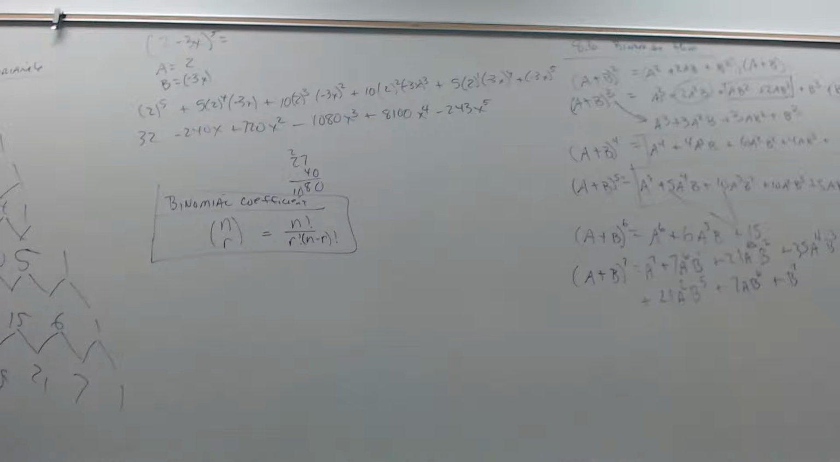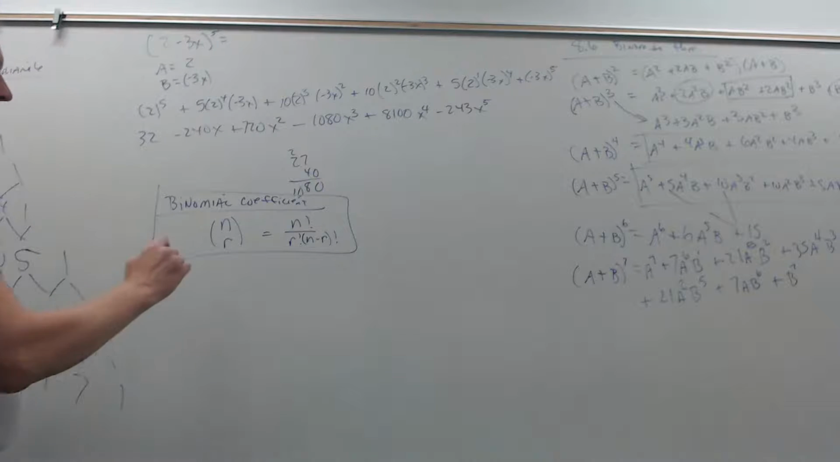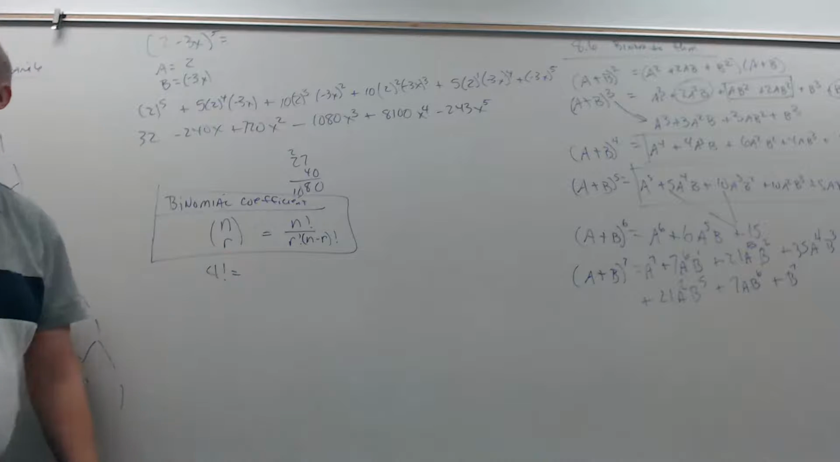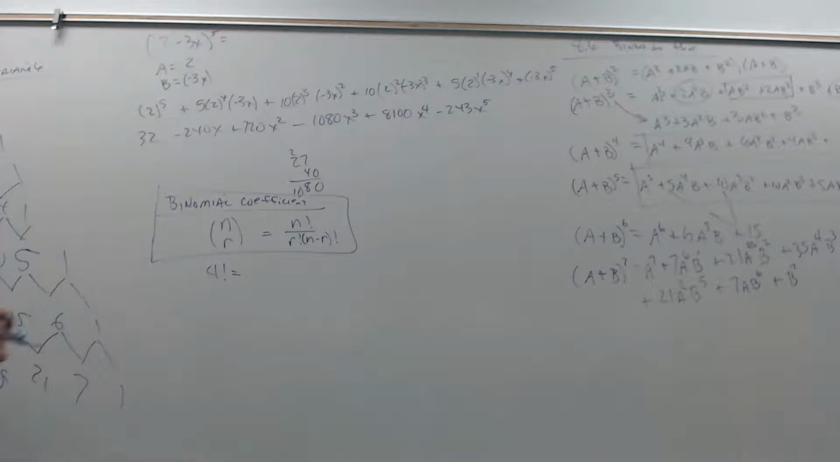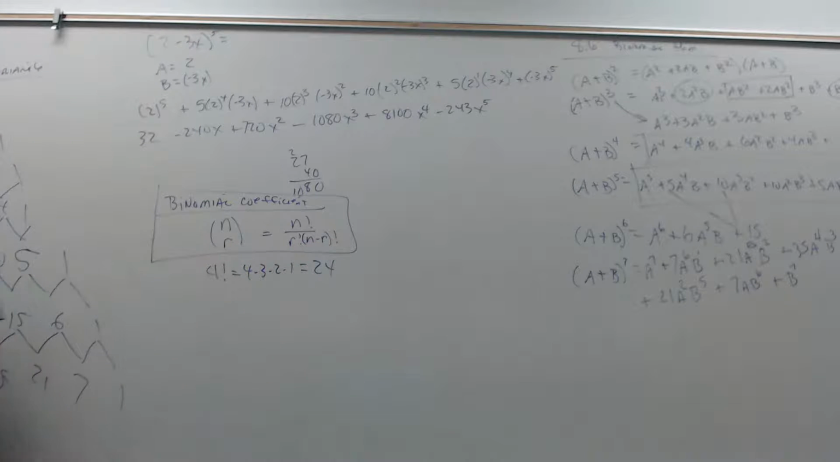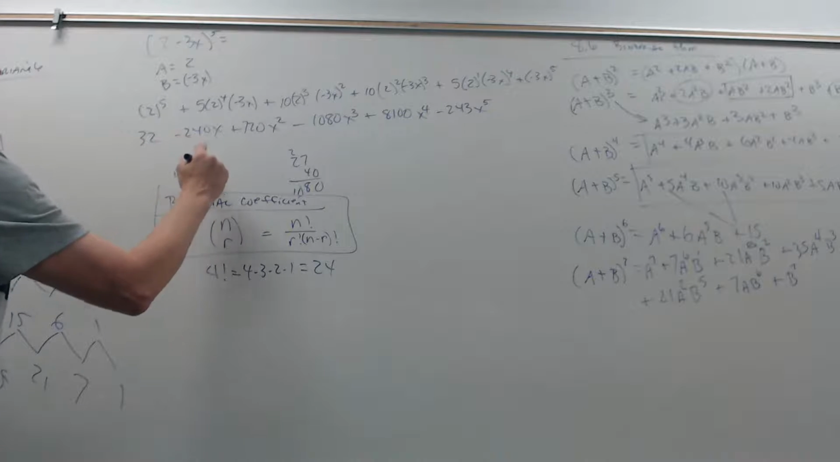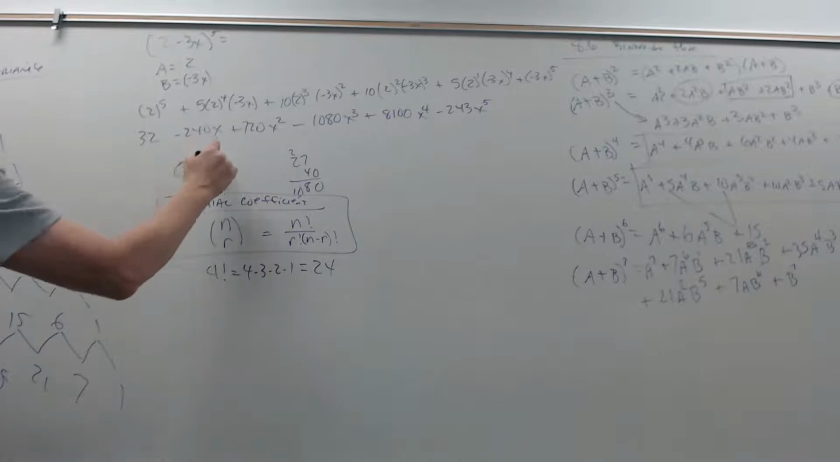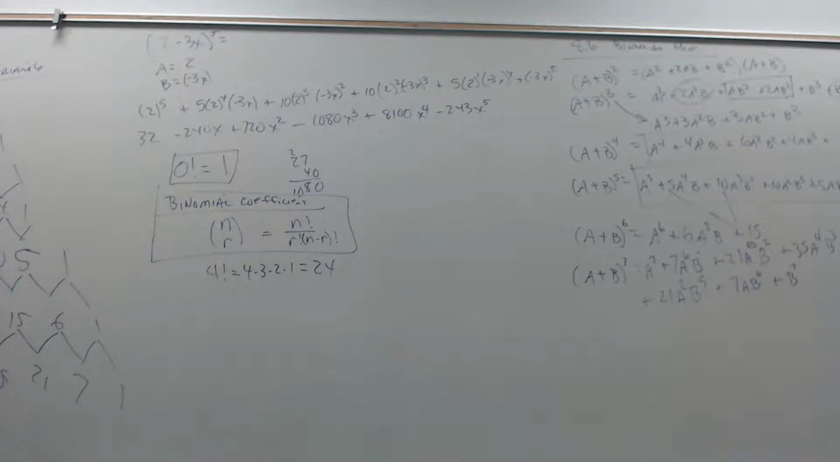Now, you guys know what 4 factorial means? Exactly. 4 times 3 times 2 times 1, which in this case would equal 24. Now, trick question, what is 0 factorial? 1. It's 1. Why? Because we said so. We need it to be 1 to make math work, okay?